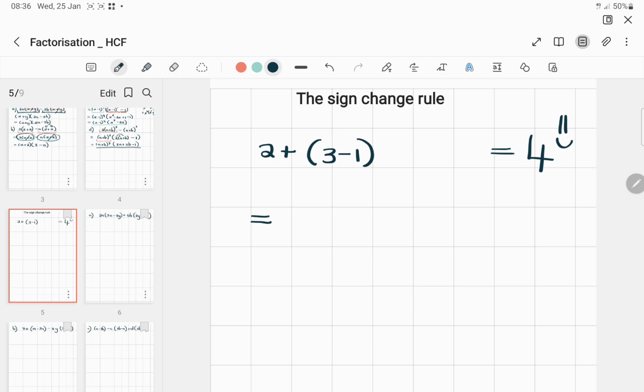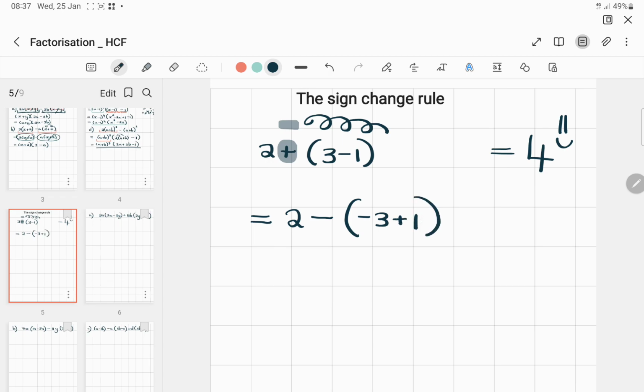Then, if I do a sign change, I want to see if I still get 4, if I'm allowed to do that. So I'm going to change this positive into a negative. But when I do that, there's a rule that goes with it. I can change it as long as every other sign rolls out into the next bracket. The positive 3 then becomes a negative 3 and the negative 1 becomes a positive 1.